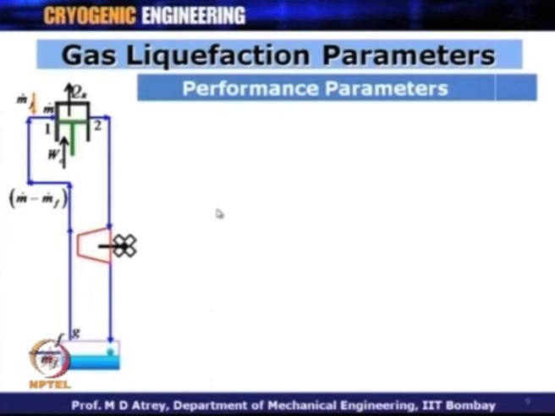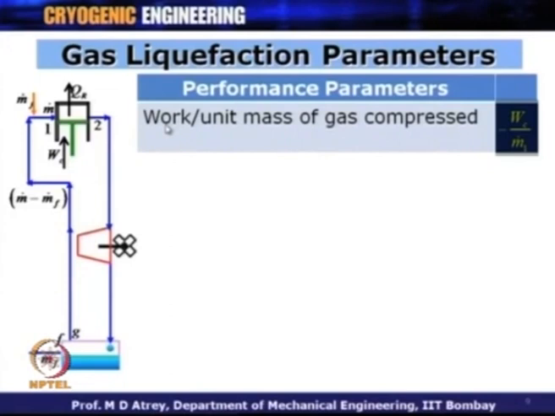So, what are different parameters now? At the same time, what you can see here, the power input to the compressor is W C and the heat rejected to the atmosphere is Q R, or the heat of compression. So, the first parameter is work required per unit mass of gas compressed. The work required is W C and the gas which is compressed is m1 dot. So, minus W C upon m1 dot is the work per unit mass of gas compressed.